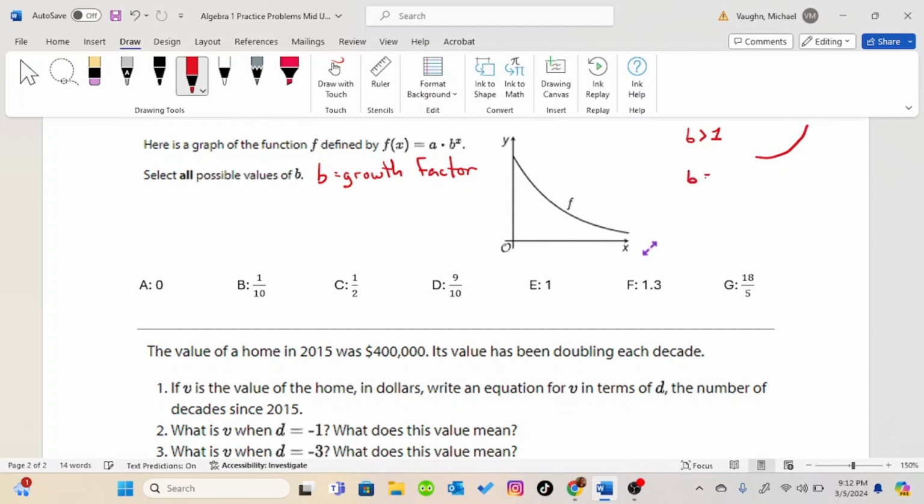If b was equal to 1, we would have a straight line from the y-intercept because we would always multiply by 1. It would stay the same. And if b equaled 0, then 0 to any power is 0, and anything times 0 is 0, and we would simply see the x-axis.